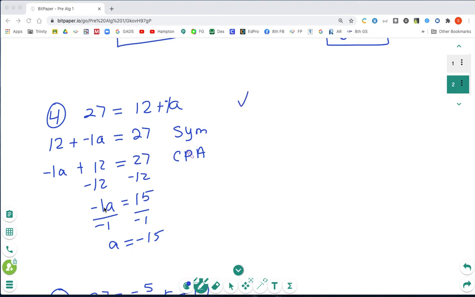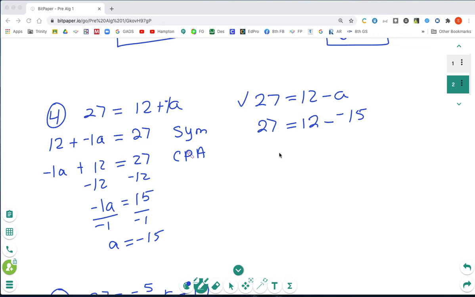Now we're going to check. We're going to copy the exact problem that we started with. 27 is equal to 12 minus A. 27 is equal to 12 minus a negative 15. So remember that the minus and the negative are two different signs, just like they're two different buttons on your calculator. Here's our subtraction sign, and here's the negative 15 where we solved for A.